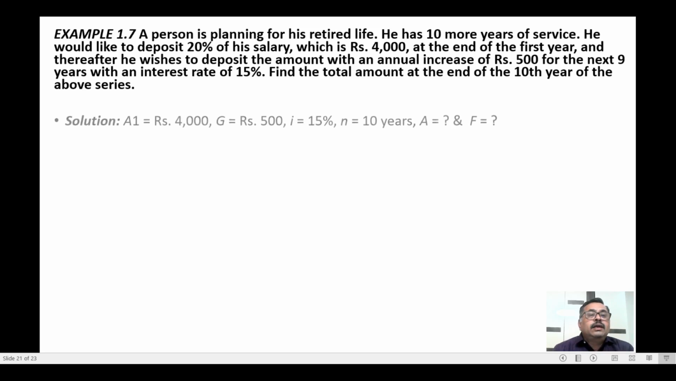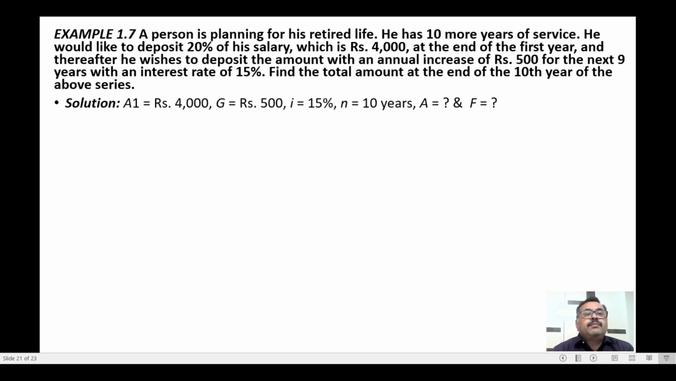What is the data which is being given? A1 is given, that means from his salary he is saving around 4,000 rupees. G is given, that means the gradient series is 500 rupees he is investing after that. I is given, that is 15%. N is given, that is 10 years. Calculate the A, calculate the F.